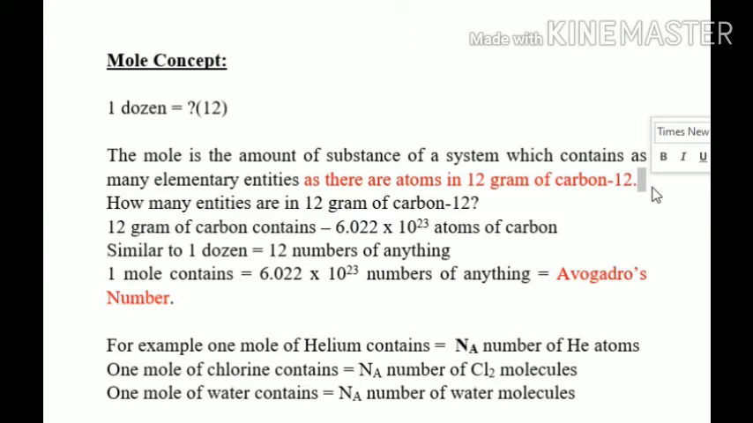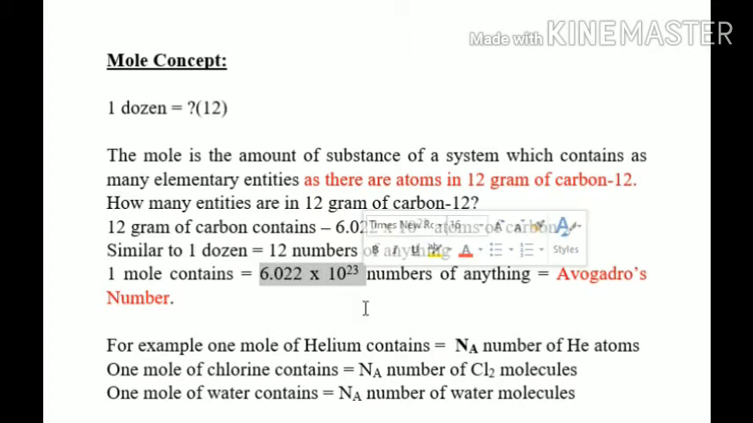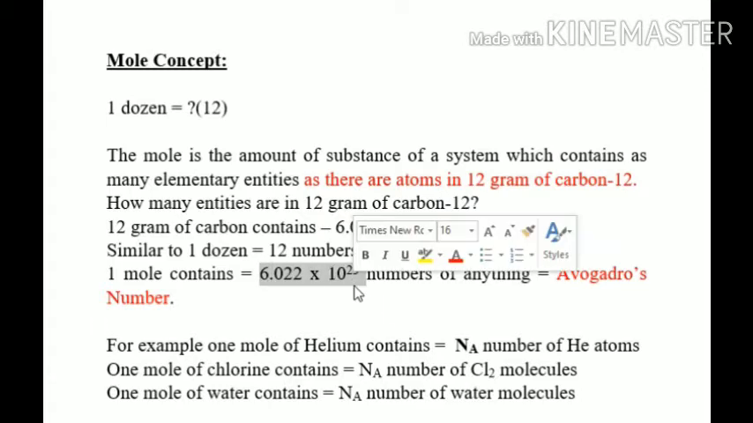Ek dozen mane as many entities equal to 12. Okay, for 1 dozen, the number of entities is 12. Similarly, the number of entities in 1 mole of something is 6.022 into 10 to the power 23. So if I tell 1 mole of bananas, ek mole call lage muk, I will tell 6.022 into 10 to the power 23 bananas. So this 6.022 into 10 to the power 23 is called Avogadro's number. So it is a constant.